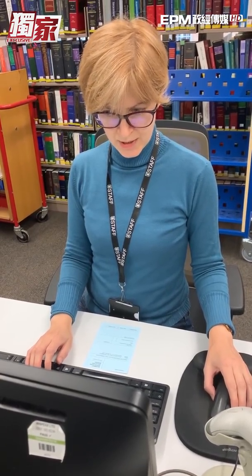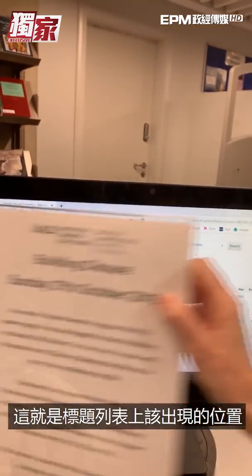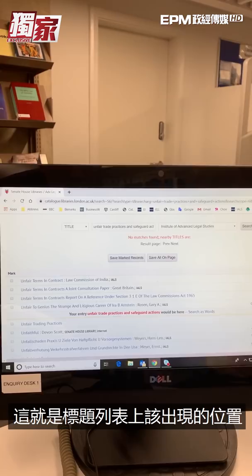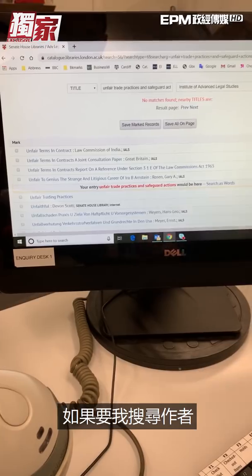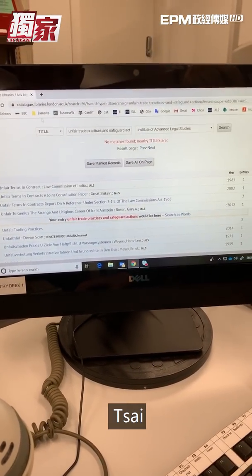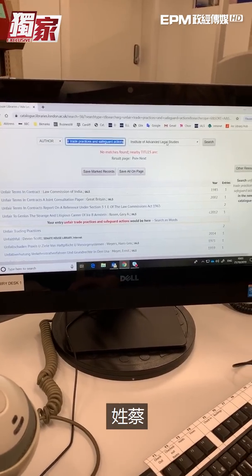Not finding anything with that title on the catalogue. If you have a look, this is the title search, and here's where it would be in our list of titles. I can try the author if you want me to search by author. Yeah, TSAI. Last name TSAI.